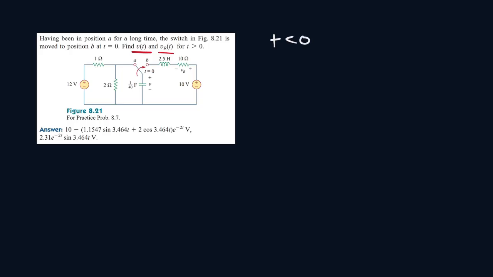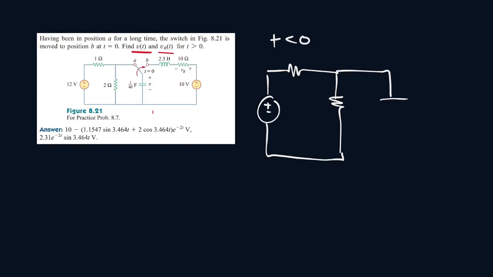When t was less than 0, our switch was open, so this portion of the circuit doesn't exist. It's only just this part we're focusing on. So we'll rewrite the circuit as the following. So this is 1 ohm, this is 2 ohms, and this is 12 volts. Now we're going to assume that the circuit looked like this for a very long time.